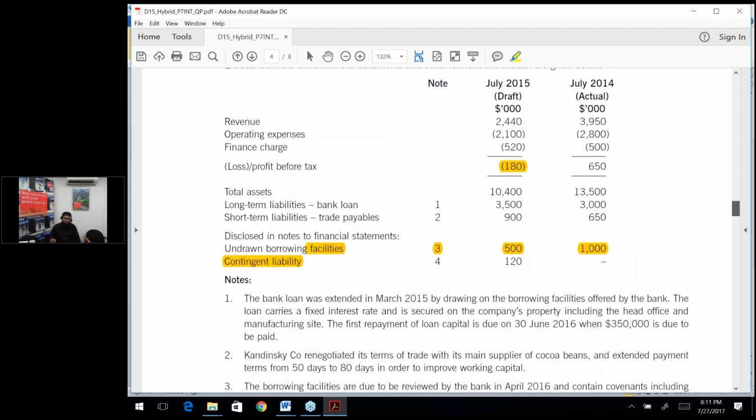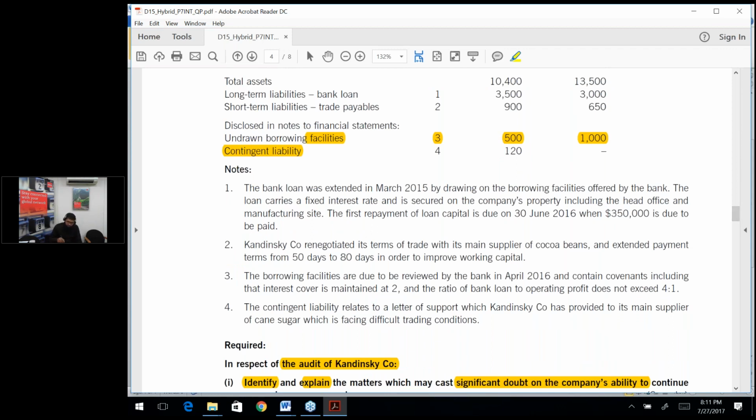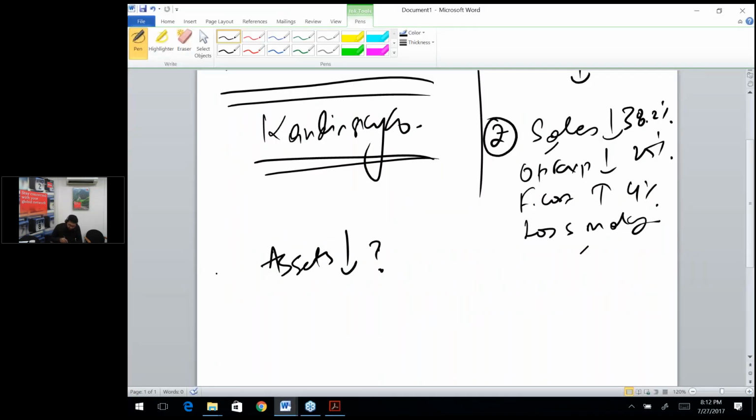Now you see there are three things. Number one is the bank loan was extended in March 15. So you extended the loan, you obtained more loan. The loan has a fixed rate and is secured on the company's property, including head office and manufacturing site. And the first loan repayment is due on 30th June, when it is going to be 350,000. Now, one of the matters that has arisen here is that the loan is secured on the properties, but the value of the assets has gone down. Now try to understand one thing.